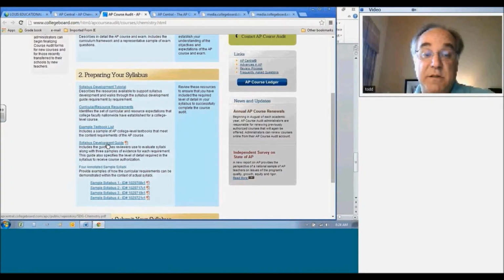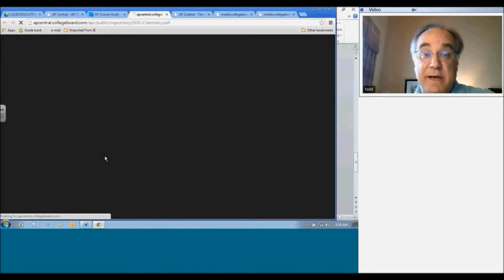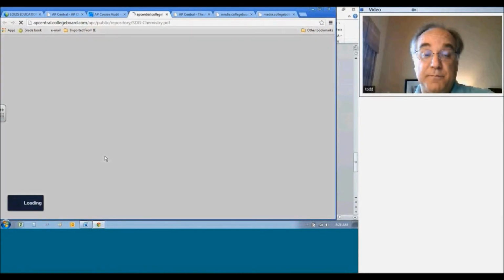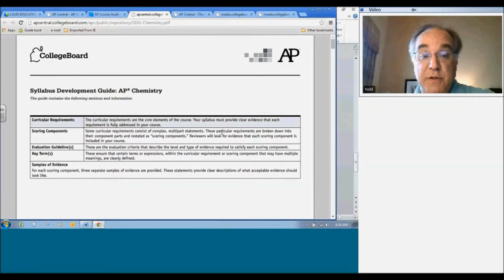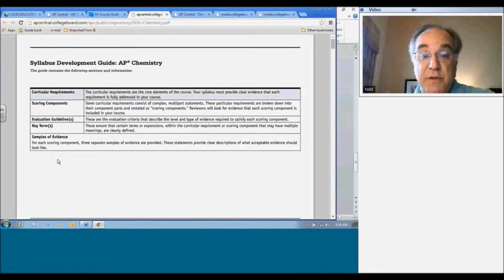And there's the syllabus development guide. It'll teach you what components you need for your syllabus to be approved. So the curriculum requirements are the core course. Your syllabus must provide clear evidence that each requirement is fully addressed. And then they go through and explain exactly what each part needs to have.